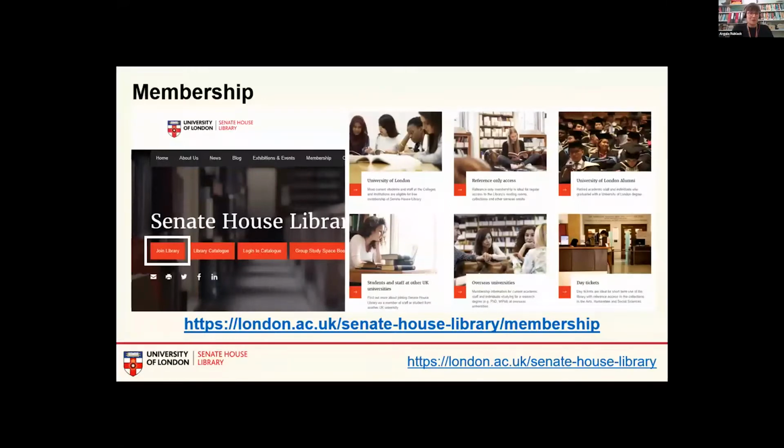Just a quick note on membership. To use our collections, you'll have to register with the library in advance. Senate House Library offers several ways to join the library depending on your status. We have a lot of free membership options for students and academics, alongside paid membership options for people who are currently not affiliated with a university. But the library also offers, above all, free day tickets to access our archives and manuscripts. So if you are interested in any of our archives, that is a really good option for you to look into.